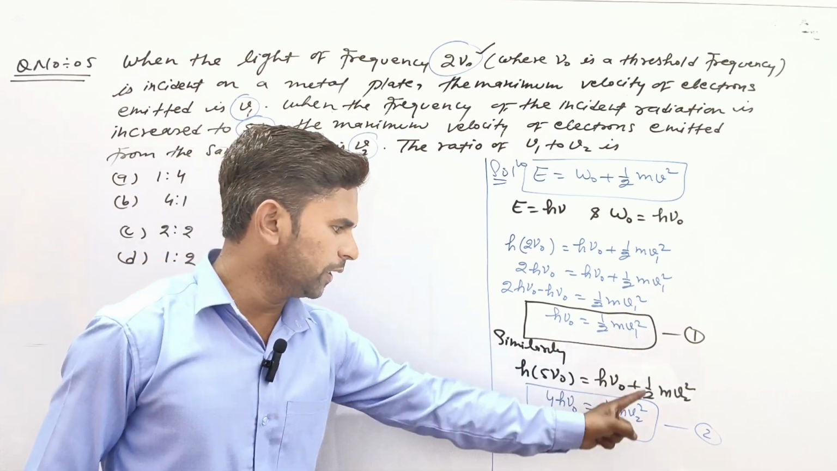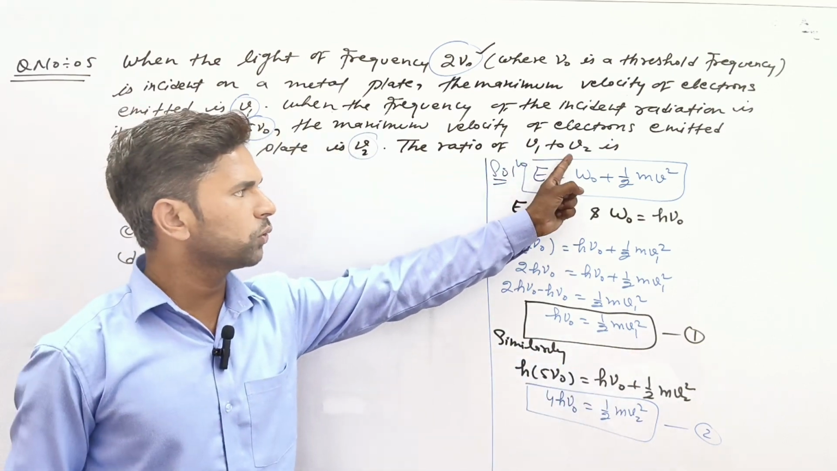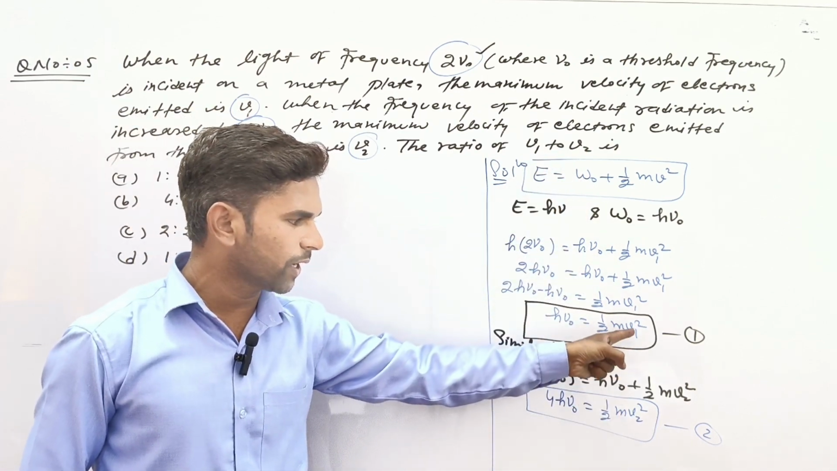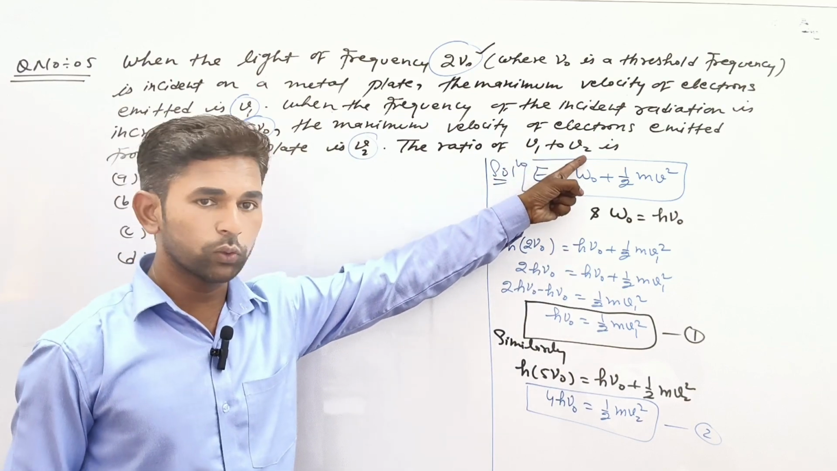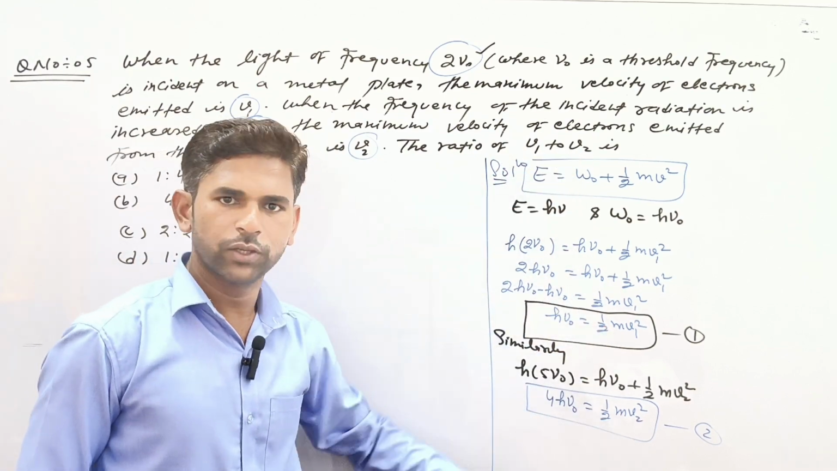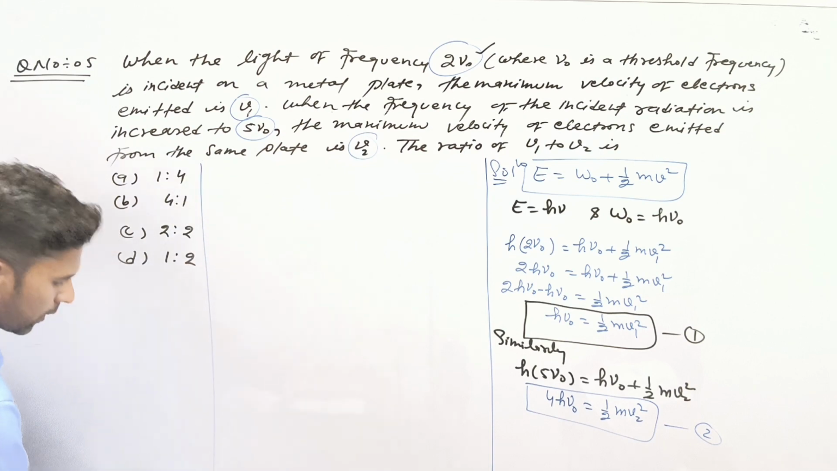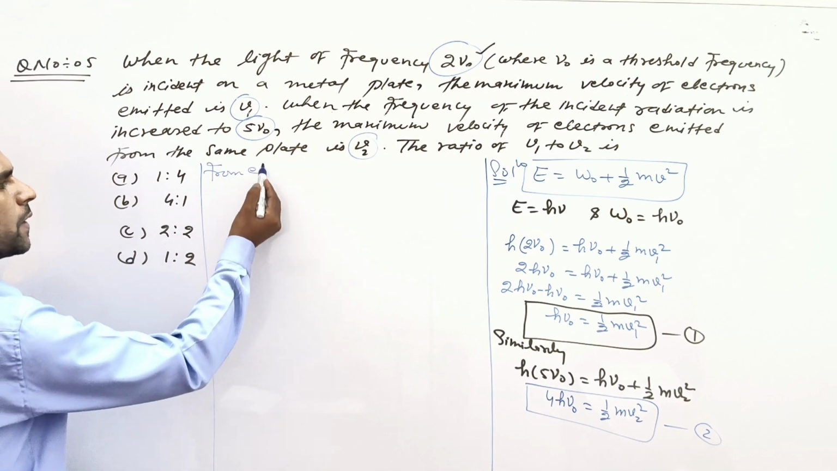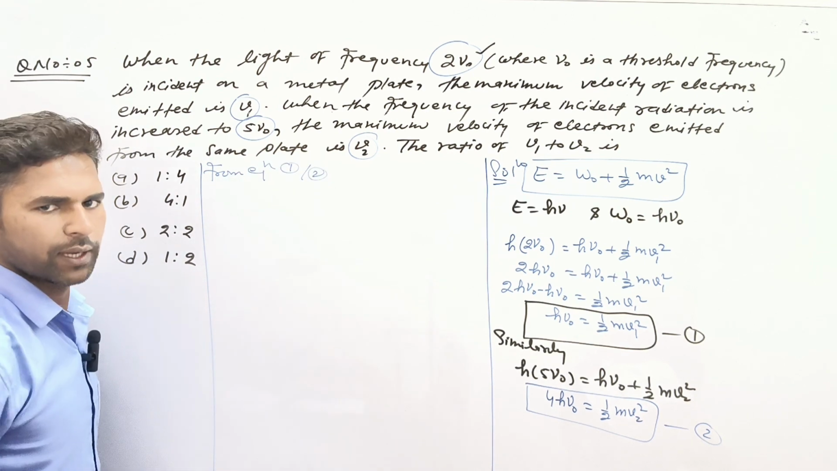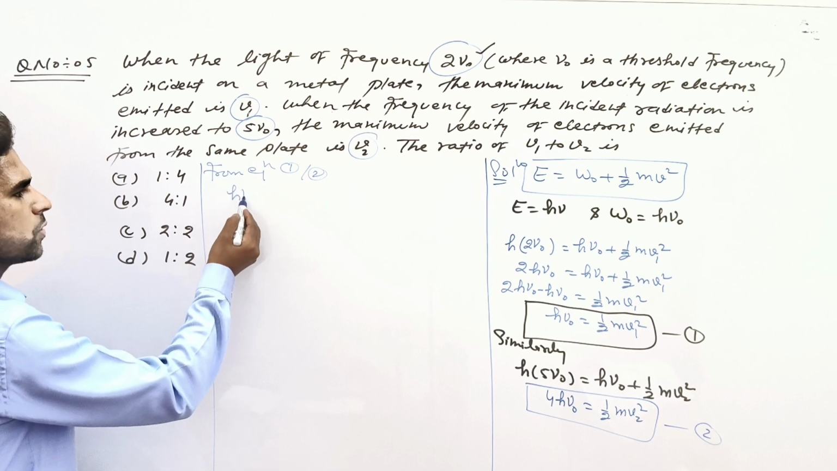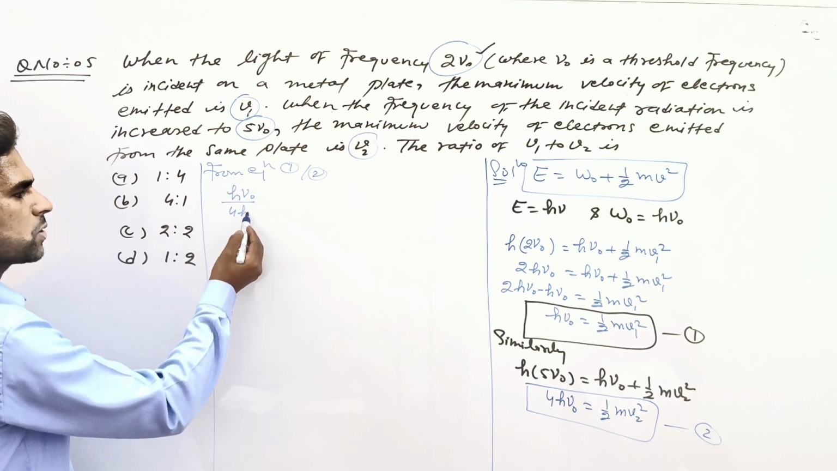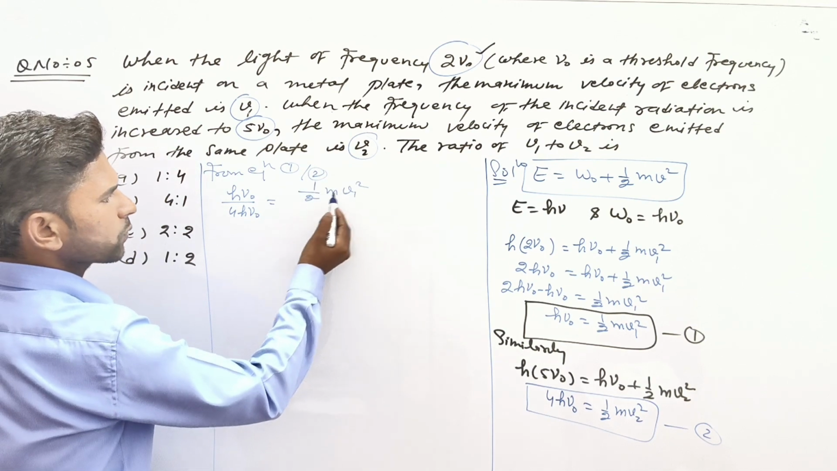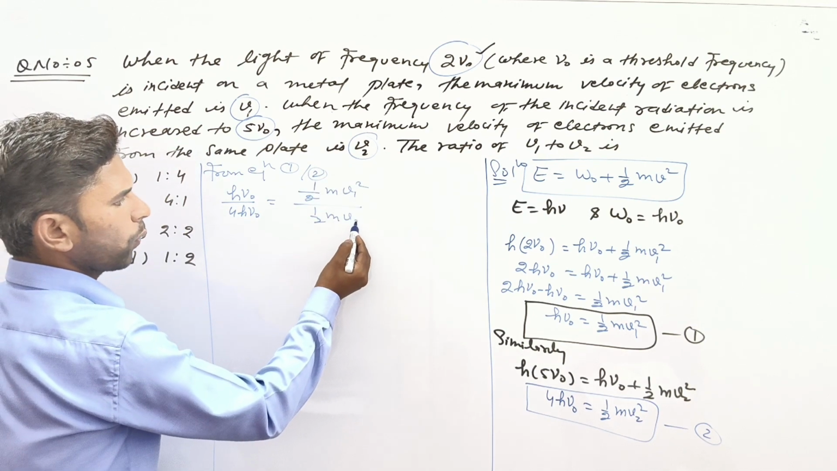So now here is v1, here is v2. They are asking v1 to v2. If they asked v2 upon v1, then you would divide this by this. But they are asking v1 to v2, so you divide this by this. So according to the question, you take equation first divided by second. Now divide h nu naught divided by 4h nu naught is equal to half m v1 square divided by half m v2 square.